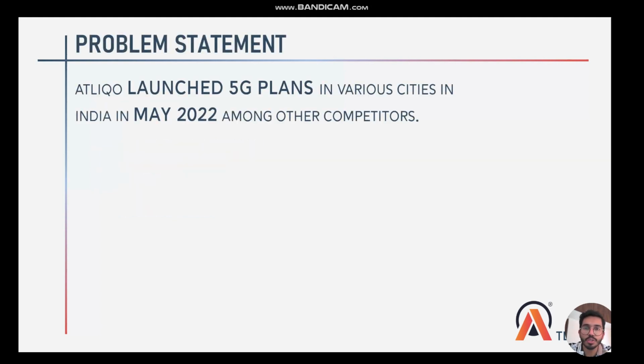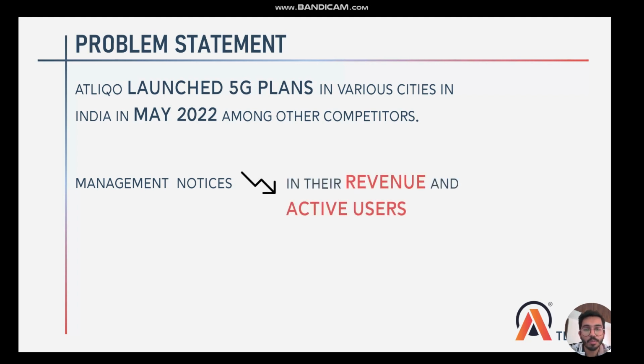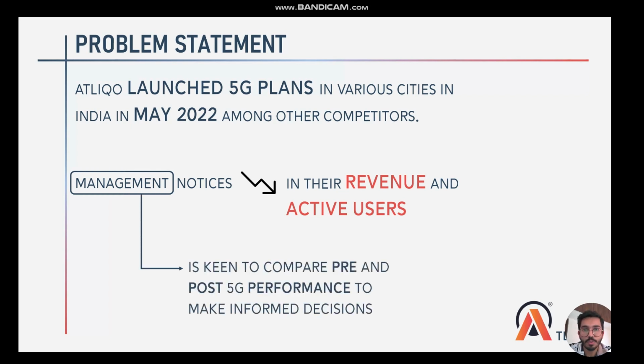So, Etlico launched the 5G plans in various cities of India in the month of May, along with other competitors as well, right? But what happened is that management noticed some negative performances in terms of revenue and number of active users. These metrics dropped after the launch of 5G, and so now what they are keen to know is the overall performance, and to get some more details and see the difference between the post and the prior 5G launch periods, so that they can make some informed decisions out of this.